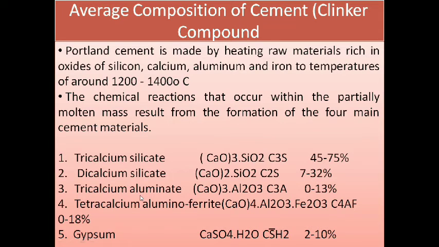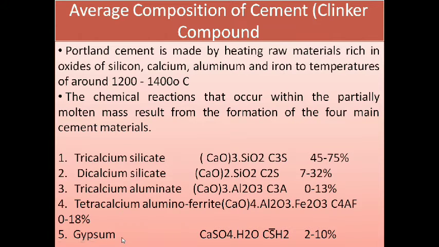Then tricalcium aluminate, 3CaO.Al2O3, denoted as C3A, and its percentage in the Portland cement is 0 to 13%. Tetracalcium aluminoferrate, its formula is 4CaO.Al2O3.Fe2O3, denoted as C4AF, and its contribution in the cement is 0 to 18%.